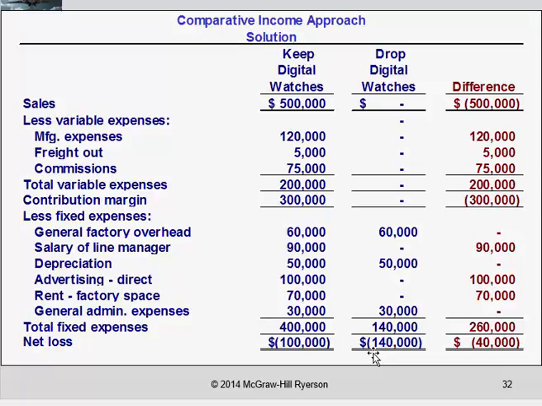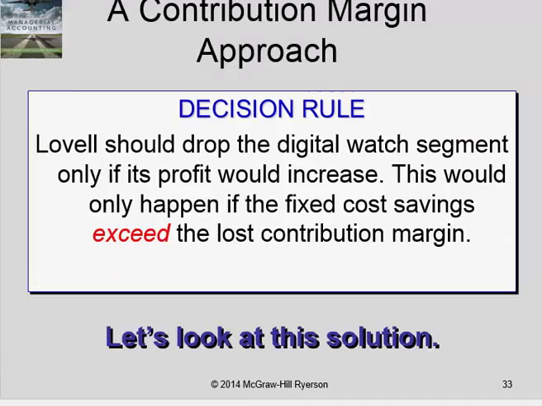So in actual fact, you're better off keeping the digital watch because the contribution margin that it generates covers some common costs that would otherwise go uncovered. The general factory overhead, you've got the equipment expense in there, and the general administration expenses. So you are much better off to keep the digital watch division. The whole $40,000 better off.